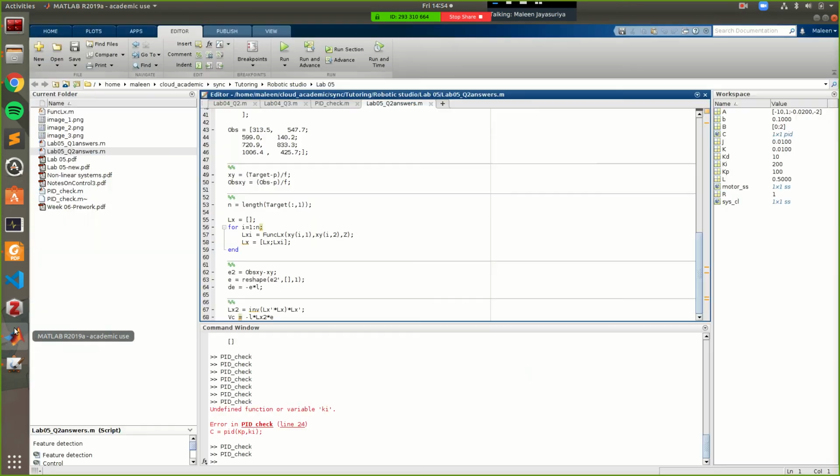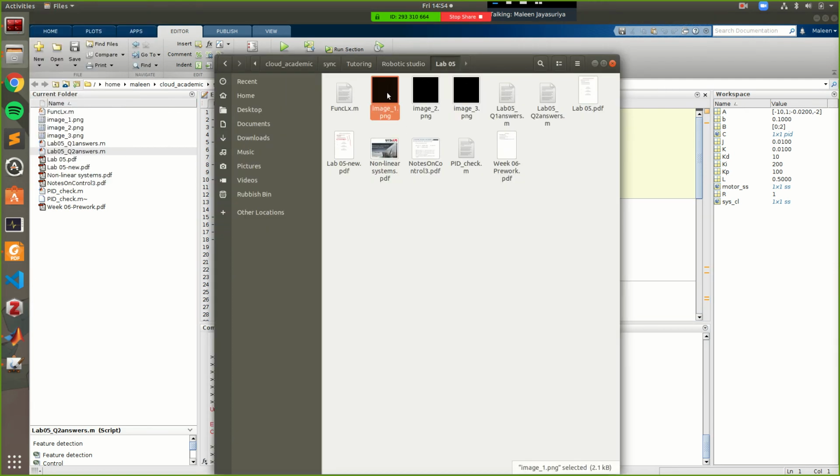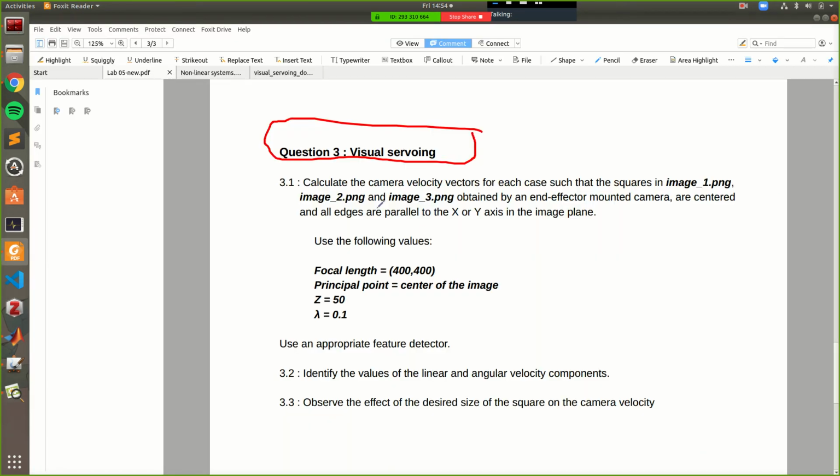Okay, guys, can you see my screen? Let's just quickly do this question. So what's happening is we have an object that we've detected. And the question is, imagine the gripper is on top of this object, and basically what we want to do is move this gripper so that this object is at the center of this image. It says here, calculate the camera velocity vectors for each case such that the squares obtained by the end effector mounted camera are centered and all the edges are parallel to x and y.